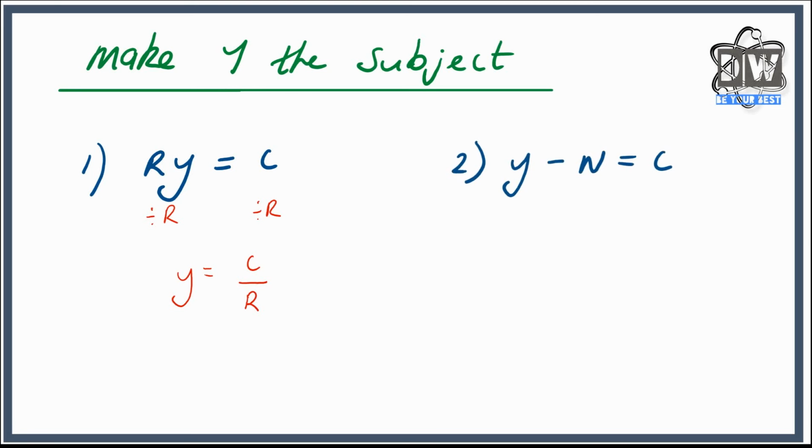Next one, what would you do here? This is a much simpler one, okay? What would you do on this one? Hopefully you said plus w on both. So we end up with y equals c plus w. Because to rearrange, we must do the opposite, the inverse. We have plus w.